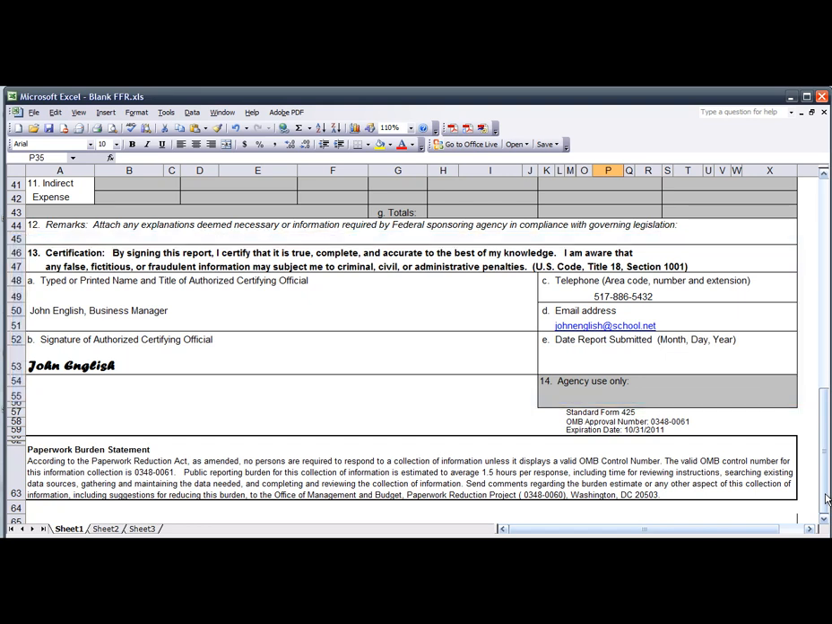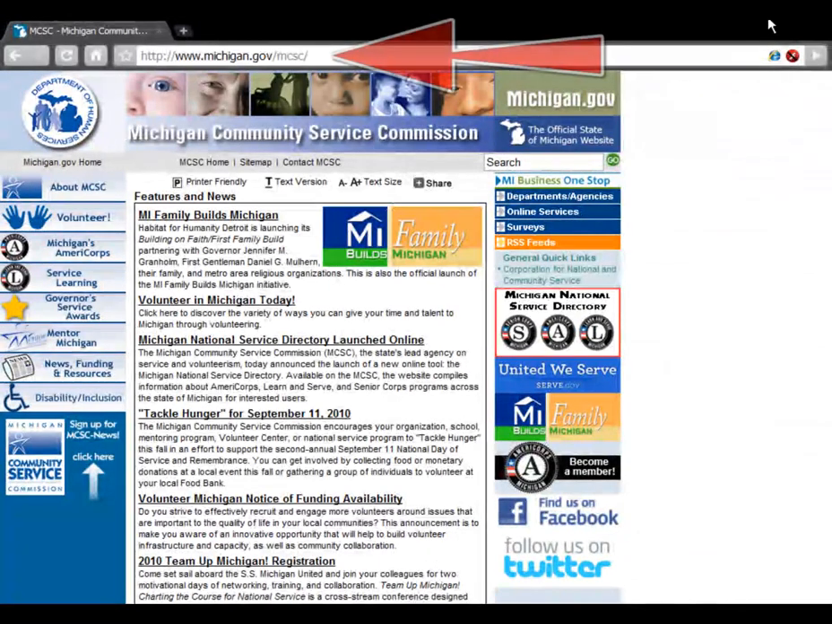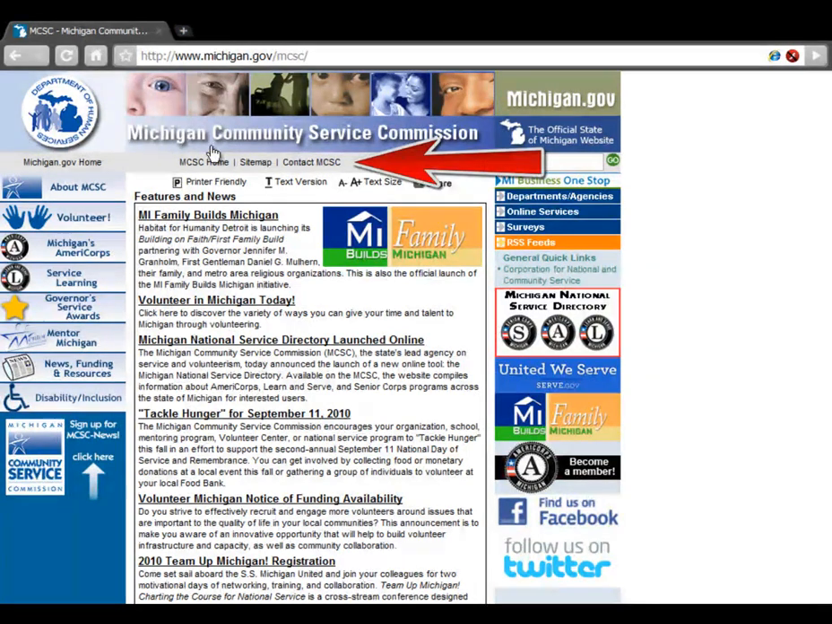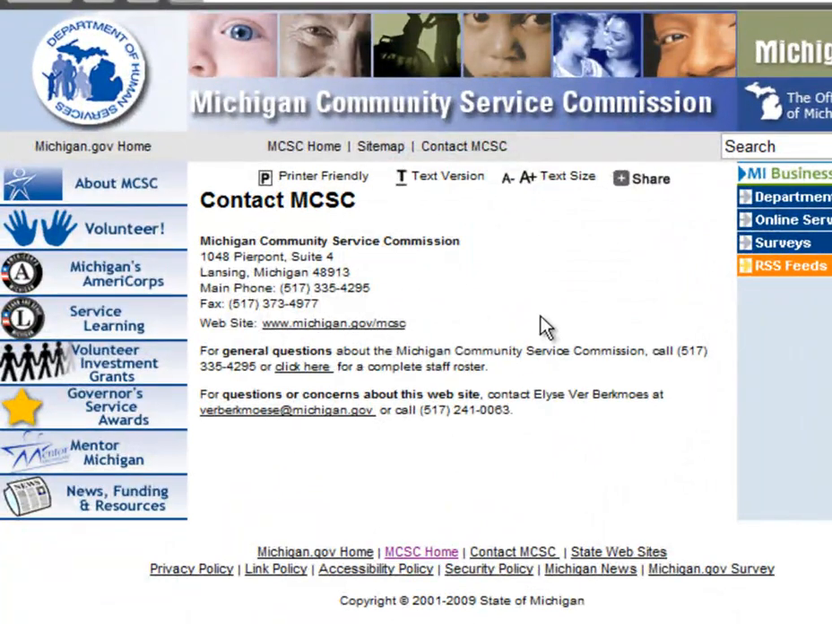And finally, if there are any questions that you have along the way, don't hesitate to get in touch with us. The easiest way to find out who to contact is to look on our website. To get there, simply navigate to www.michigan.gov/MCSC. Once you're there, you'll see a page that looks something like this, and you'll want to click on Contact Us. Simply call and let the person who answers know that you need to talk to someone on the Learn and Serve team about completing a financial report. And don't forget, for full written instructions, you can visit our website.